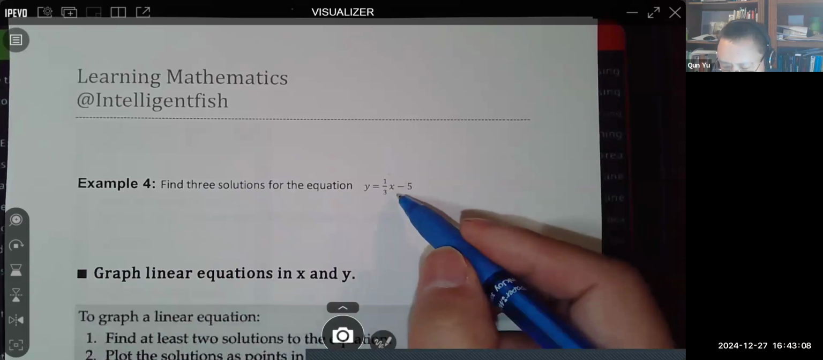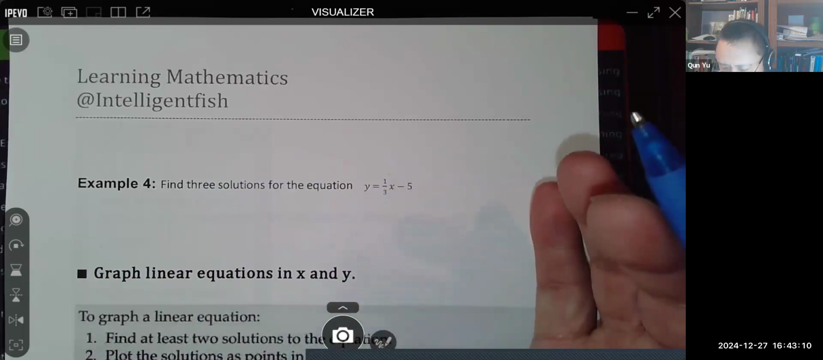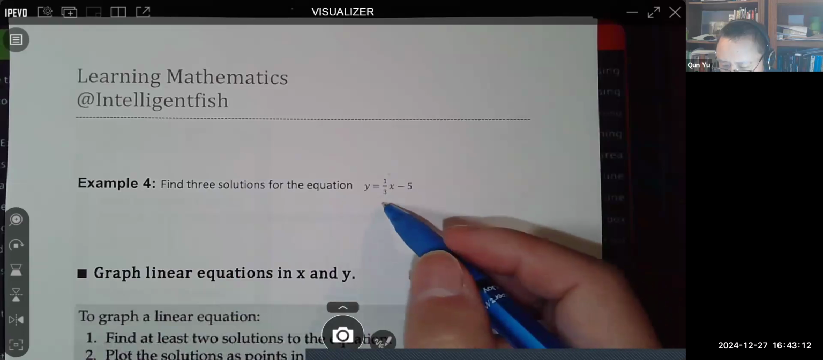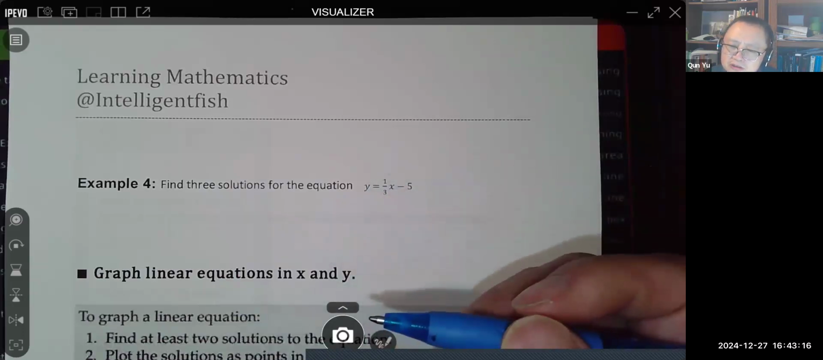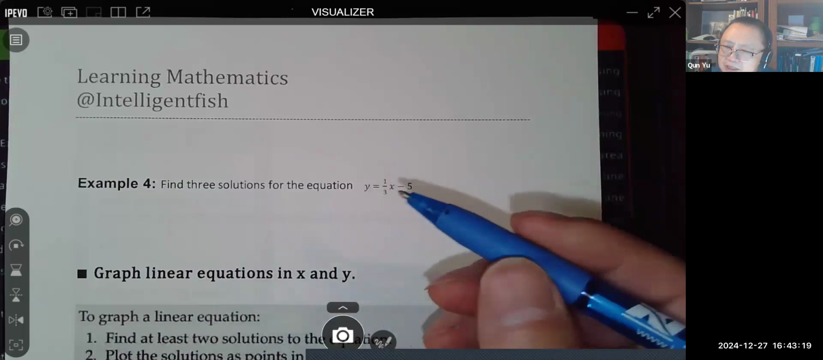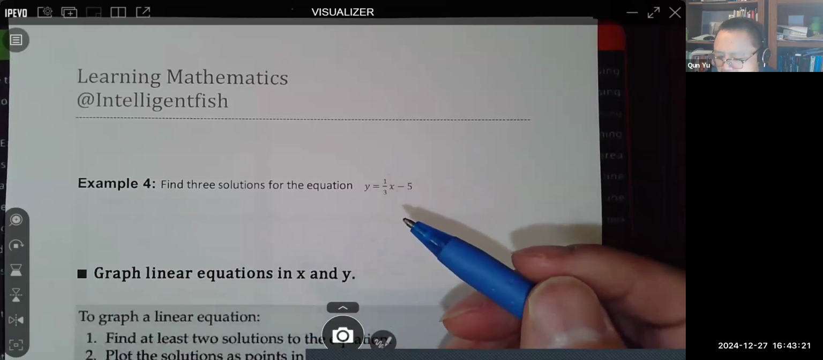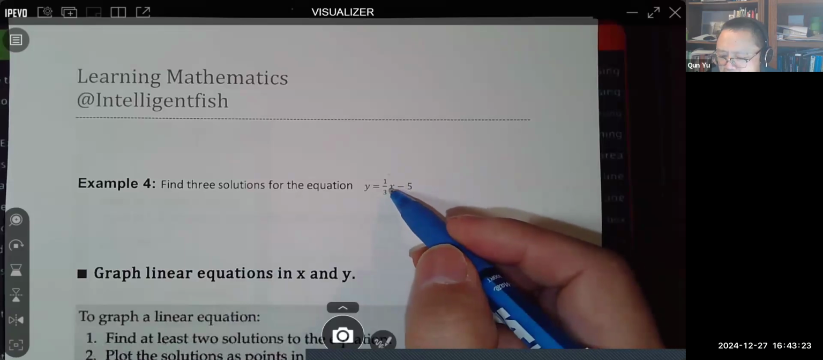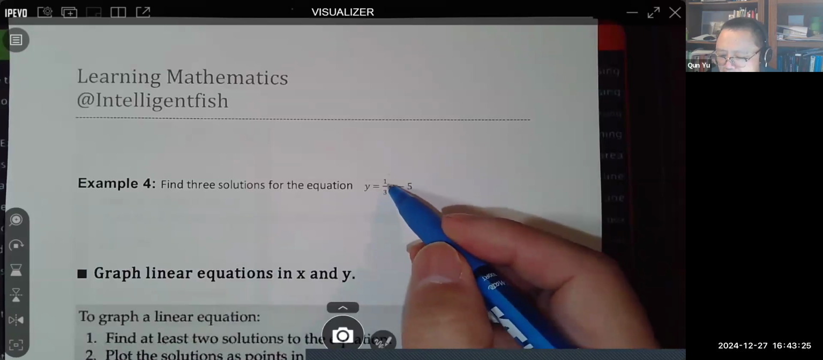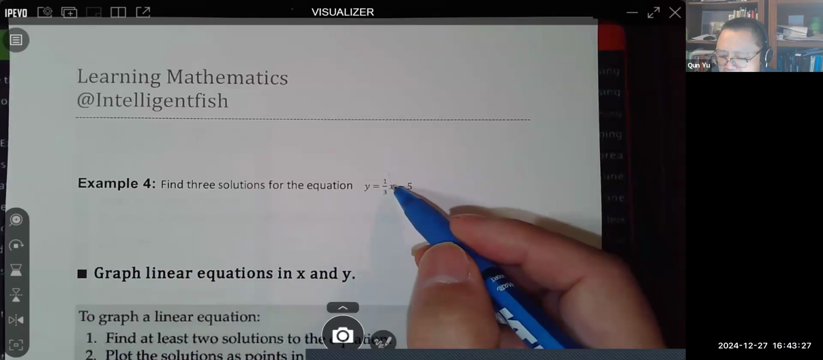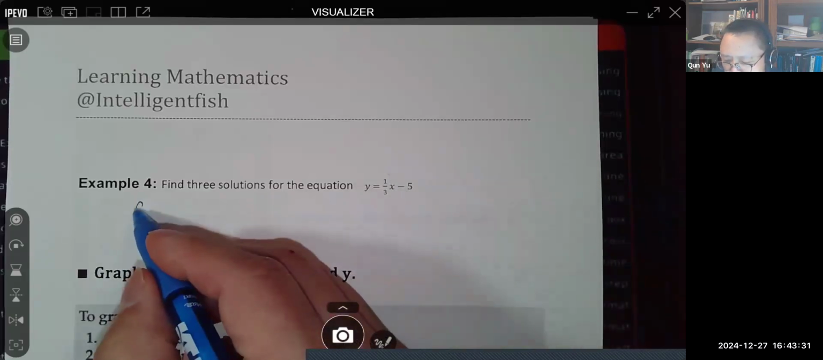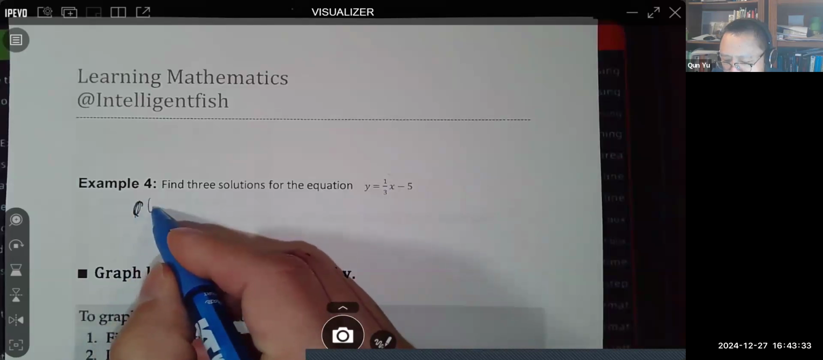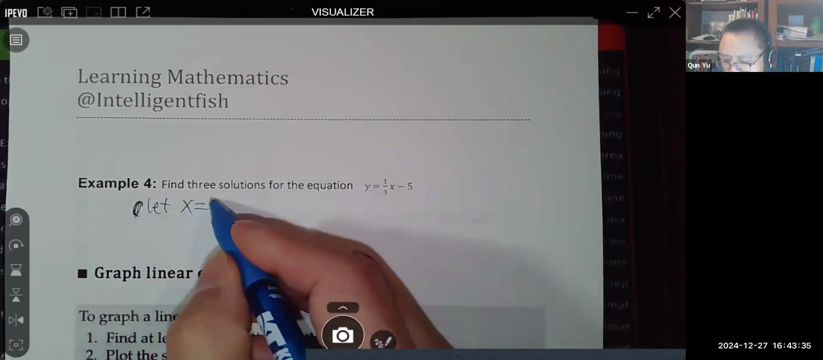But for the purpose of making this calculation easier, because x can be any value, why not choose those that are easier for the calculation, right? That makes sense. I choose those x values that are multiples of 3, so that when you divide by 3, you get a whole number. So first what I want to do, I want x to be 3.